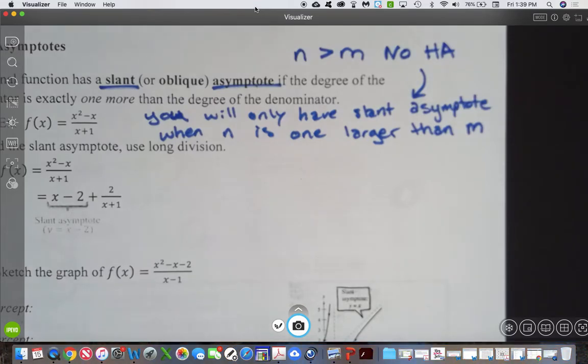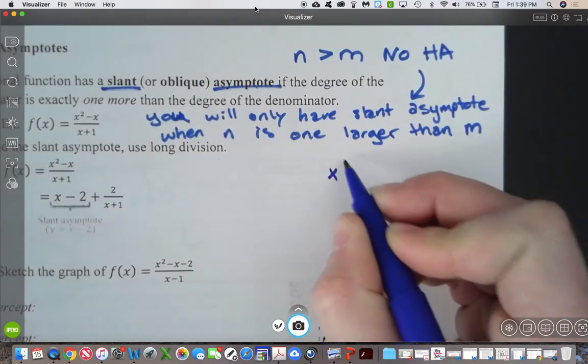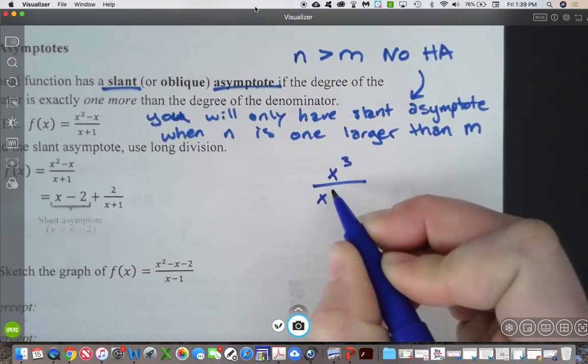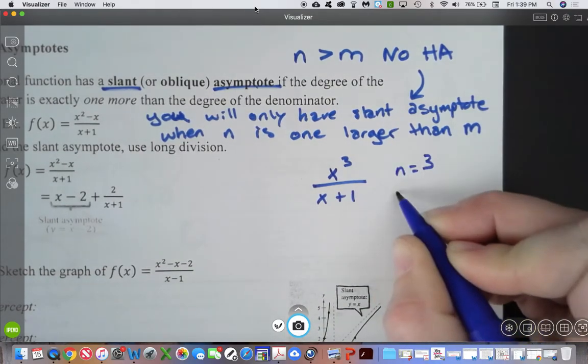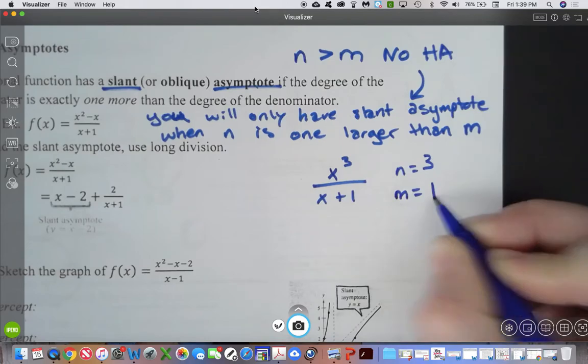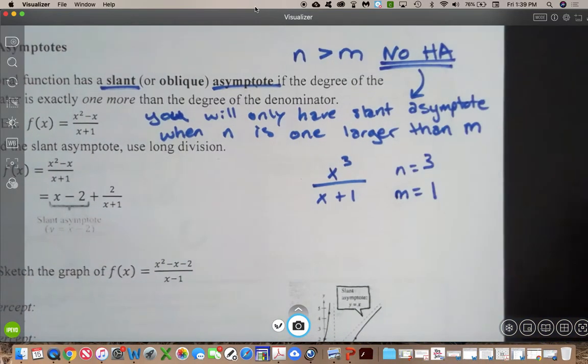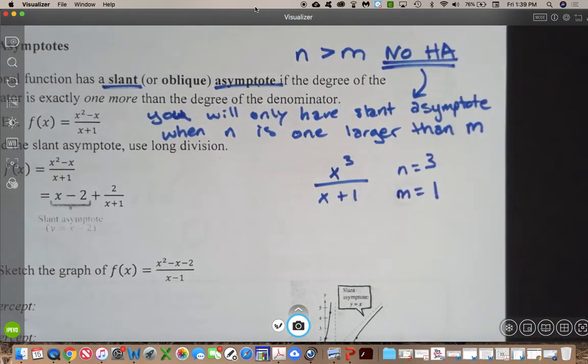Like, let's say I have x to the 3rd power over x plus 1. N there is 3. M there is 1. So he has no HA because n is bigger than m. But is that 1 larger? No, so he does not have a slant asymptote. Does that make sense? Yes, so he might not have either.